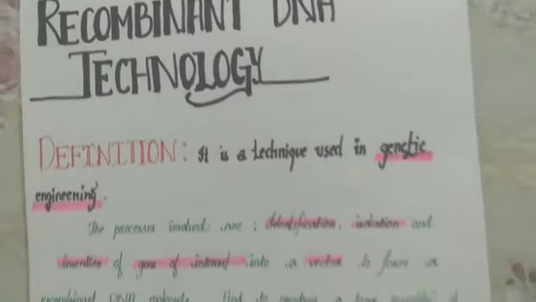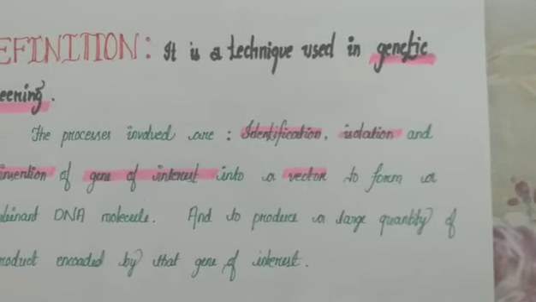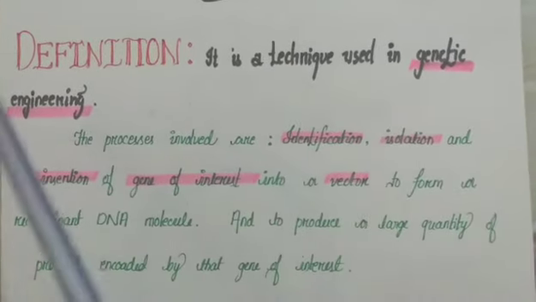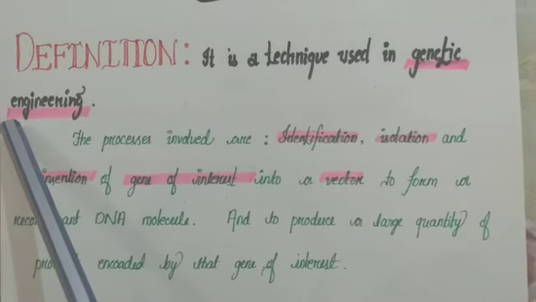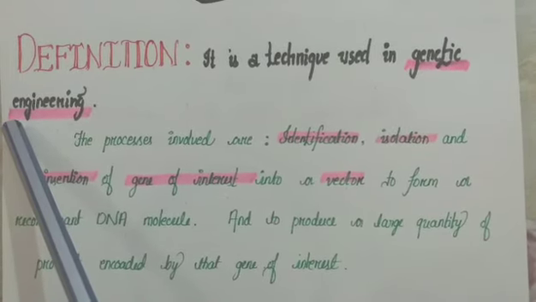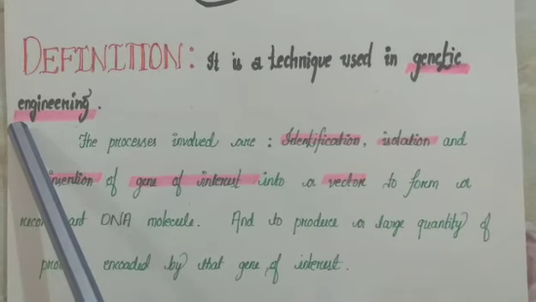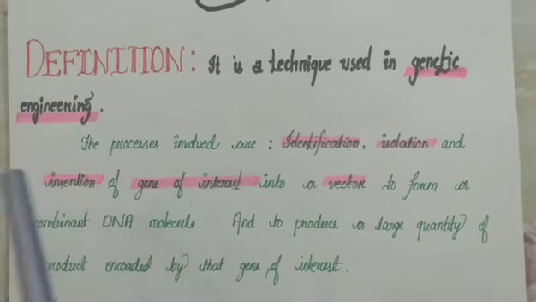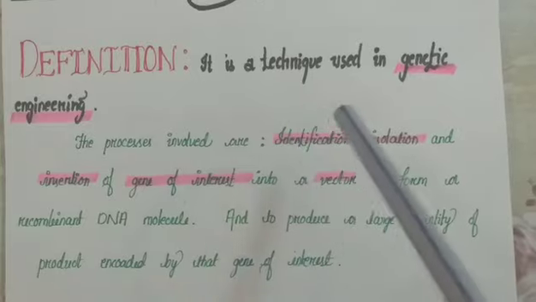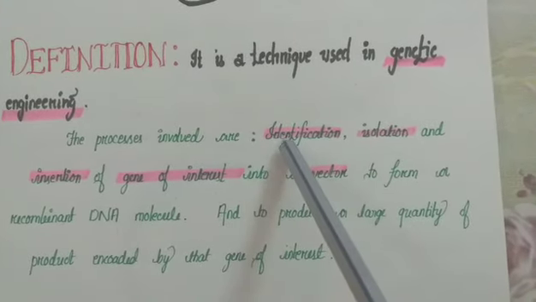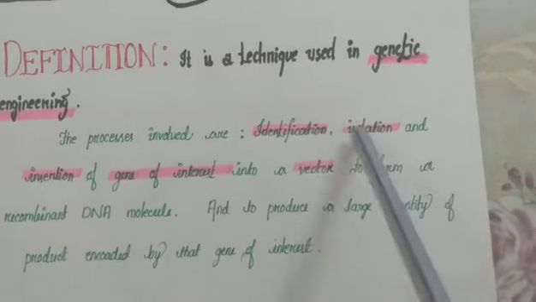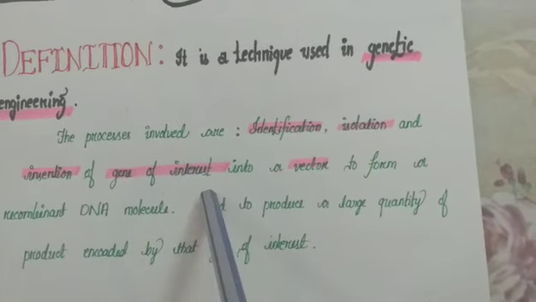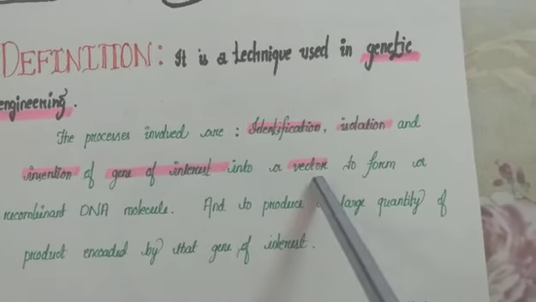First of all, it is a very vital part of genetic engineering. Genetic engineering is a part of biotechnology, and recombinant DNA technology is a part of genetic engineering. The process of recombinant DNA technology involves identification, isolation, and insertion of the gene of interest into a vector.